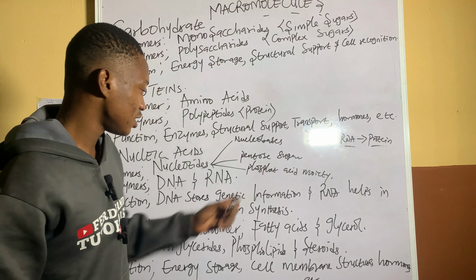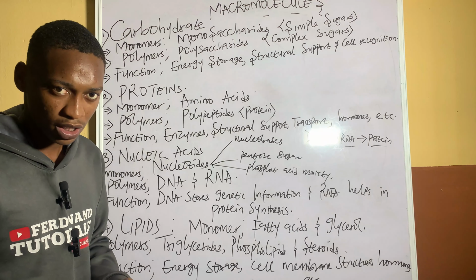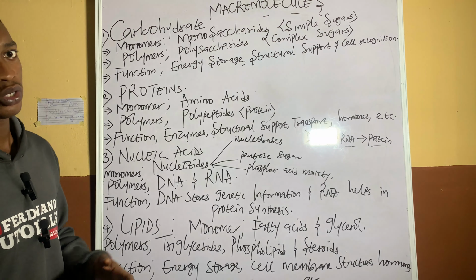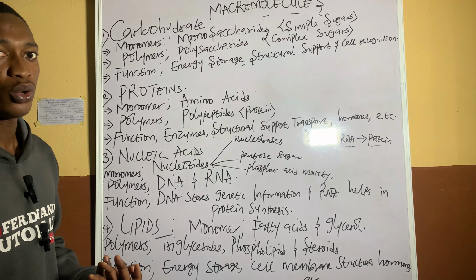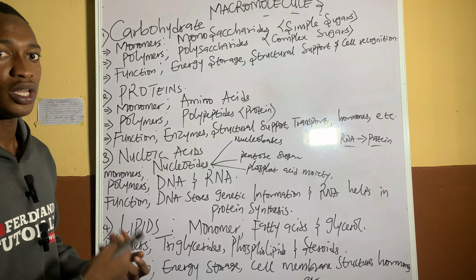Now we move on to lipids. Now under lipids, we have what we call monomers, polymers, and also their functions. I told you there are important biological molecules in the body. They help us in our growth, development, reproduction, respiration. Any body processes that you can think of cannot be possible without these four biological molecules. Now we have monomers of lipids. Monomers are fatty acids and glycerol. Are we there? Fatty acids and glycerol.